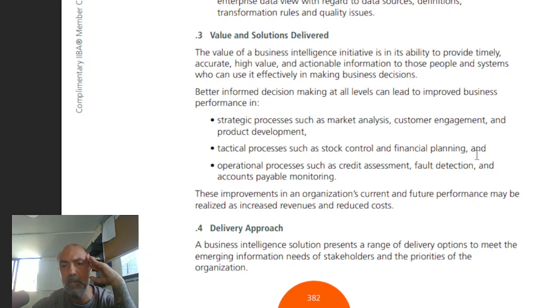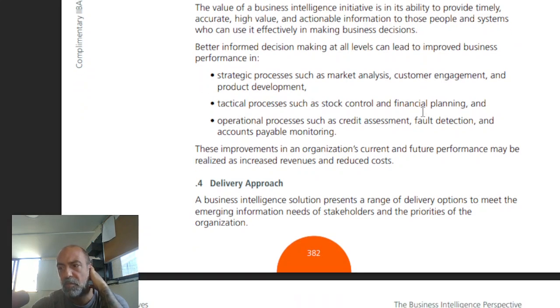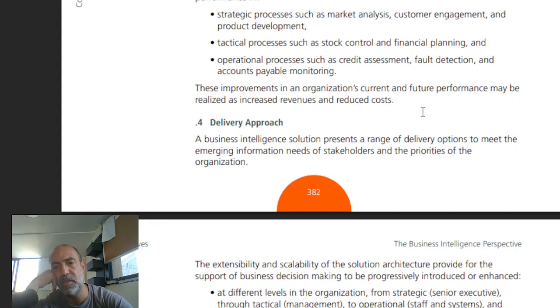The value of the business intelligence initiative is the ability to provide timely, accurate, and high value and actionable information for those people and systems who can use it effectively. What's the point of getting something valuable and not giving it to the people involved? And better informed decision making at all levels that lead to improved business performance, in strategic processes such as market analysis, customer engagement, and product development, of course. We have to see how things work. Tactical processes such as stock control and financial planning, and operational processes such as credit assessment, fault detection, and accounts payable monitoring.